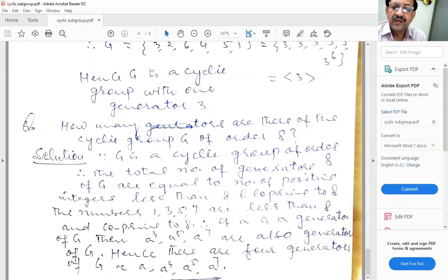Therefore, if A is a generator of the group G, then A cube, A raised to power 5, A raised to power 7 are also generators of G. Hence, there are 4 generators of G, that is A, A cube, A raised to power 5, A raised to power 7. Okay. So this is about cyclic group.